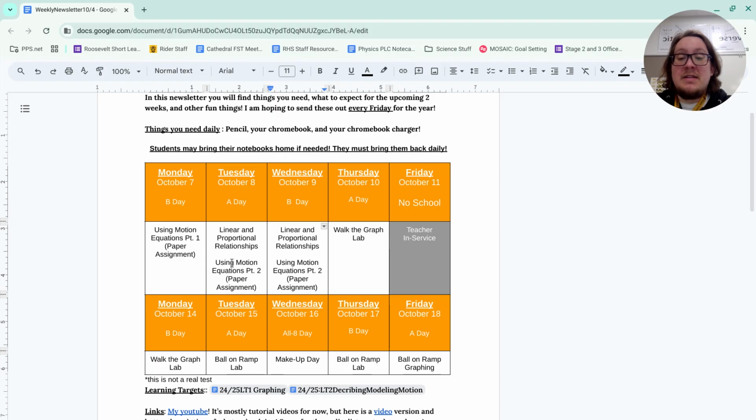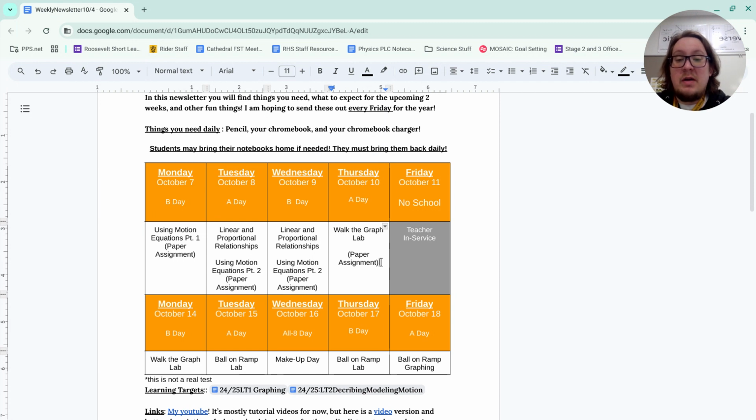And that's going to go into using motion equations part 2, and that is on paper. So I started including if it's a paper assignment or digital assignment on these. So I can add that right now. This is going to be paper 2. But a lot of the time we have a paper assignment.